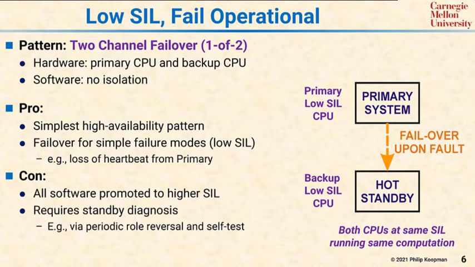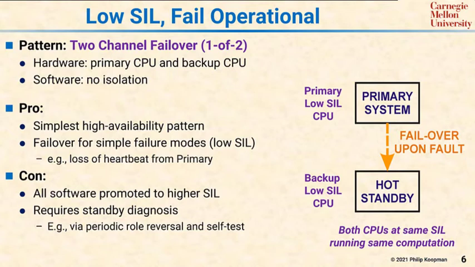This pattern requires standby diagnosis. There are a couple things that can go wrong. The first is the primary system can fail in a way that the heartbeat is the only thing left that's working and the rest has failed, and the standby won't know to take over. The other thing that can happen is the standby might fail, and the primary might have no way of knowing that happened. There are a couple ways to deal with this.